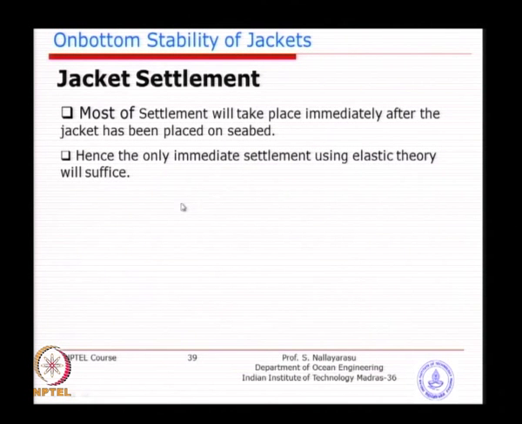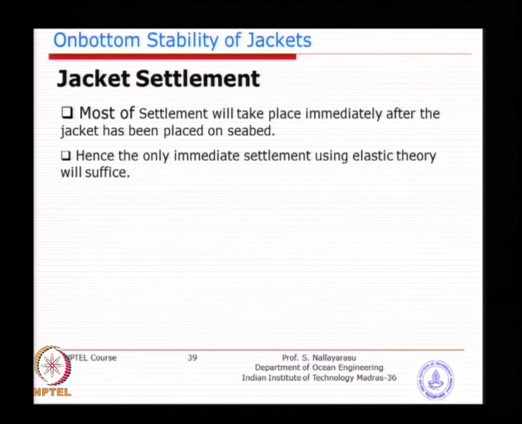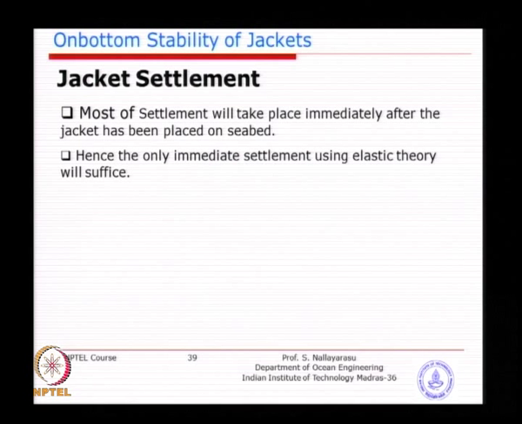That is why, if it is by a few hundred millimeters, you can adjust, but if it goes down by a few meters, then it may be too much to accommodate. So, that is why we need to have an assessment done on the temporary time, before piling and after the placement of the jacket on the mud line, of how much immediate settlement is happening.